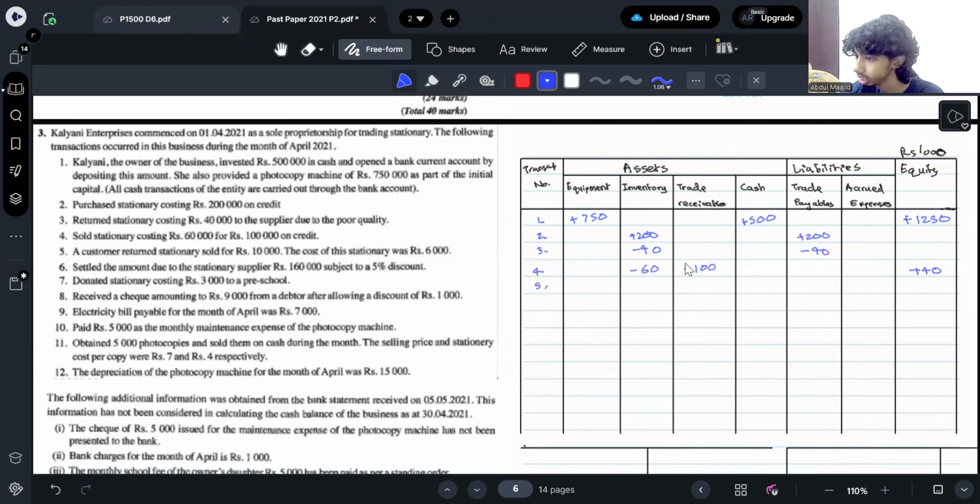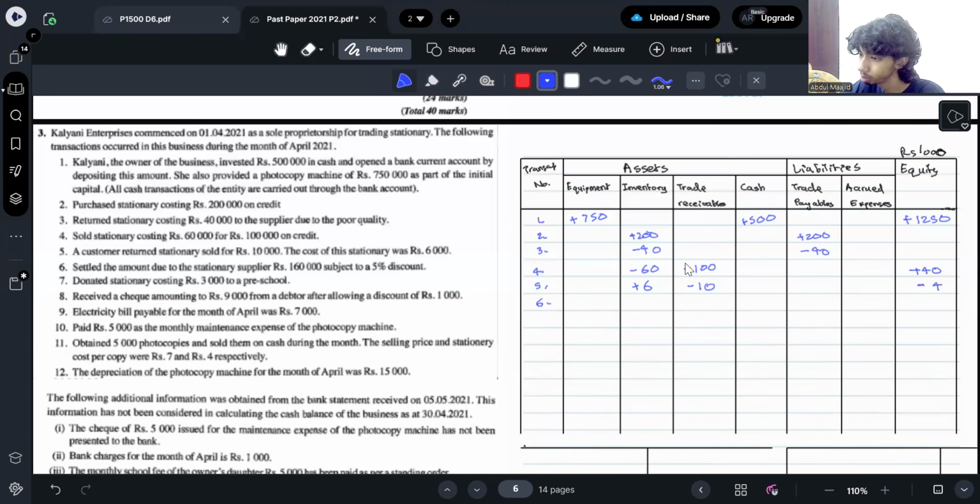Fifth one: a customer returns stationery sold for 10,000. Now we know that only the ones who purchase on credit can return the goods. So trade receivable minus 10,000. You sold it for 10. The cost of the stationery is 6. So you're getting your stock worth 6,000 back. The profit of this is 4,000. Now when they're returning, the profit is reversing. You have to reverse that profit, minus 4.